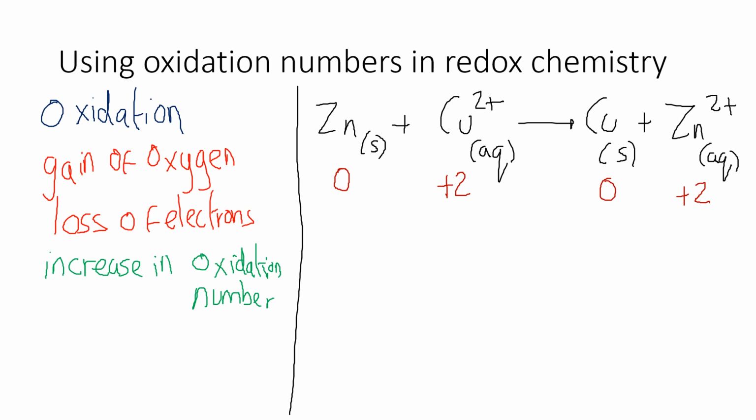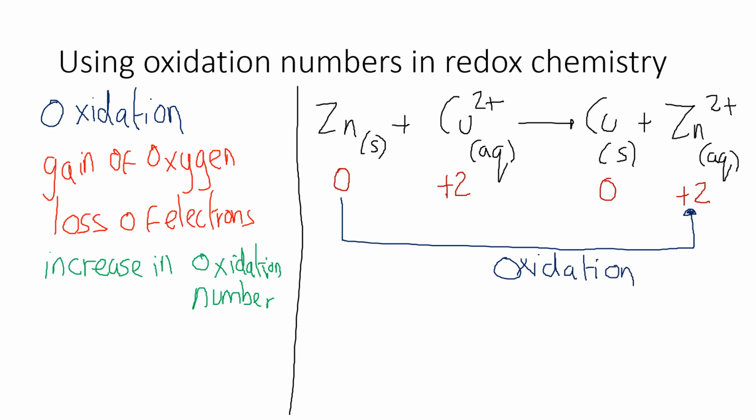So in terms of working out what's being oxidized and what's being reduced, let's firstly focus on the zinc. The zinc is going from 0 to +2. So the zinc has an increase in oxidation number. So that's oxidation, because it's gone from 0 to +2. Whereas the copper 2+ has gone from +2 to 0. That's a decrease. So that's reduction.